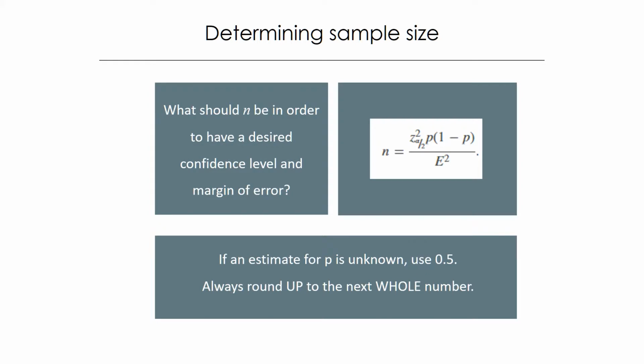So here we need to either approximate or have an estimate for p. Otherwise, we can use 0.5 and just assume that there's a 50-50 chance. And when you calculate n with this formula, you just have to round up to the next whole number, because this gives a minimum sample size required, and of course sample size is always a whole number. So you just always round up, and that gives you your necessary sample size.